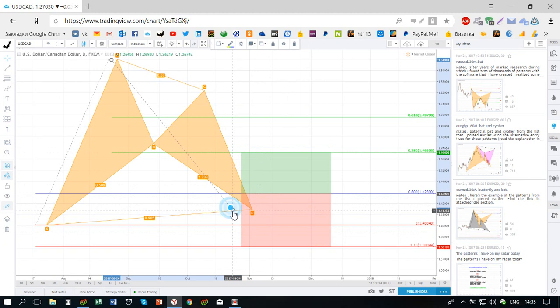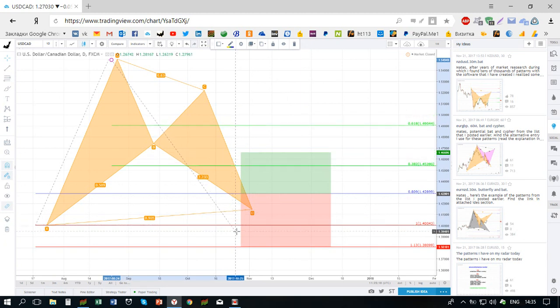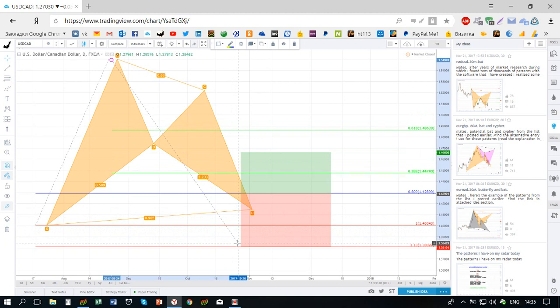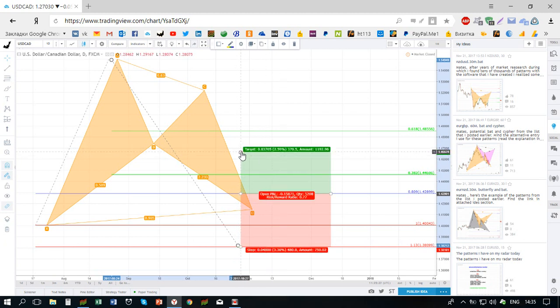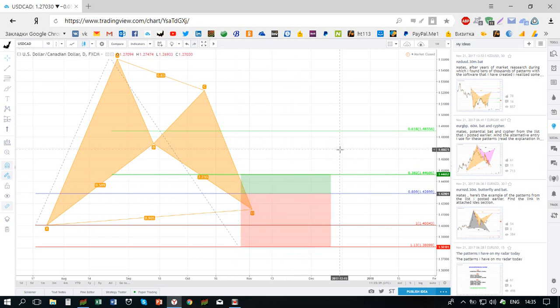Okay, what is the worst case scenario? Suppose price goes here, penetrates X, goes deeper and deeper and deeper towards your 113, and one pip above there it goes and hits the target. What is your risk to reward then? It turns into, what is that? Oh, sorry, 0.36. You see that? 0.36.